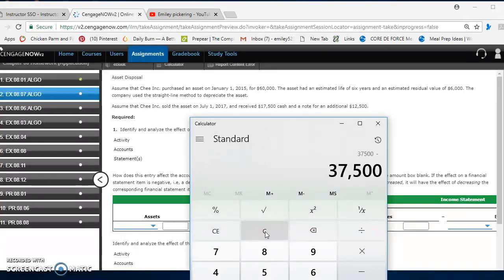Well, we received $17,500 plus we received $12,500. So we still have a loss of $7,500 here because between the cash and the note that we received, it's still $7,500 less than what our book value is.